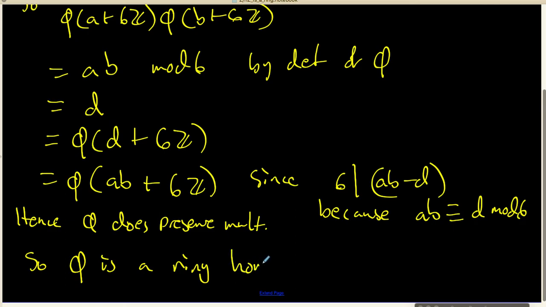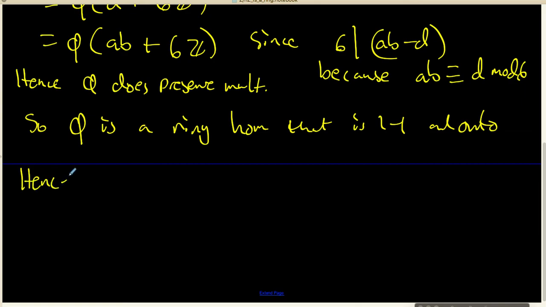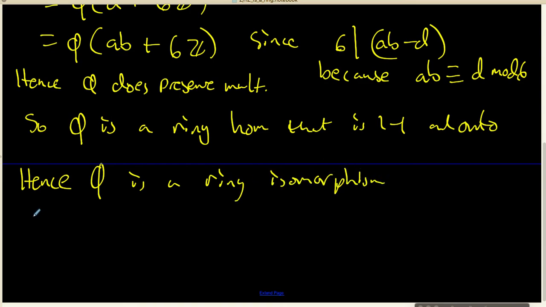And so what we do have is that phi is a ring homomorphism, and we've already seen that phi is 1 to 1 and onto. And hence, phi is a ring isomorphism, and Z mod 6Z turns out to be isomorphic to Z6, the integers modulo 6. Well, there's nothing special about 6. So what I want to do to tie this up is an observation.